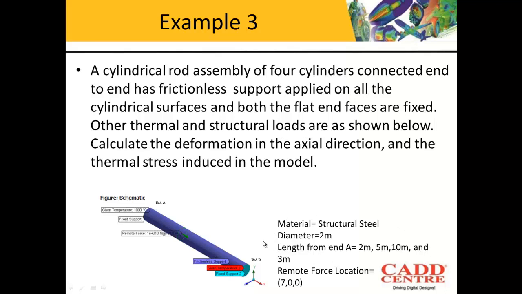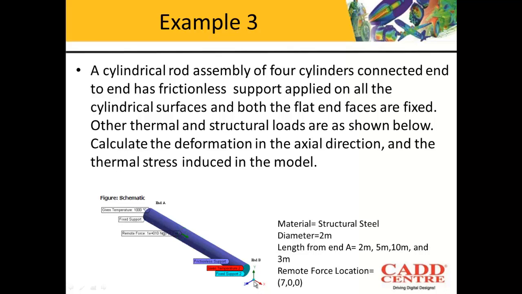We can also see the dimension properties of the rods, and the material information is also given over here. Apart from the other loading conditions, we also have a remote force location over here. Now, the remote force acting on the body, the location has been given as 7, 0, 0. That means in x, it is at a distance of 7.